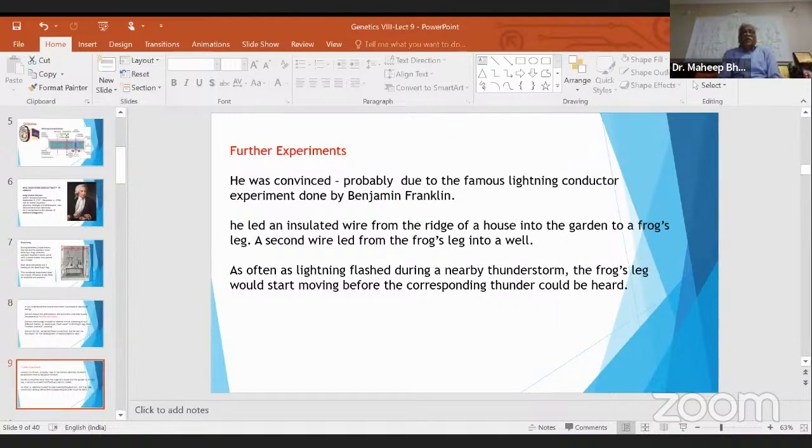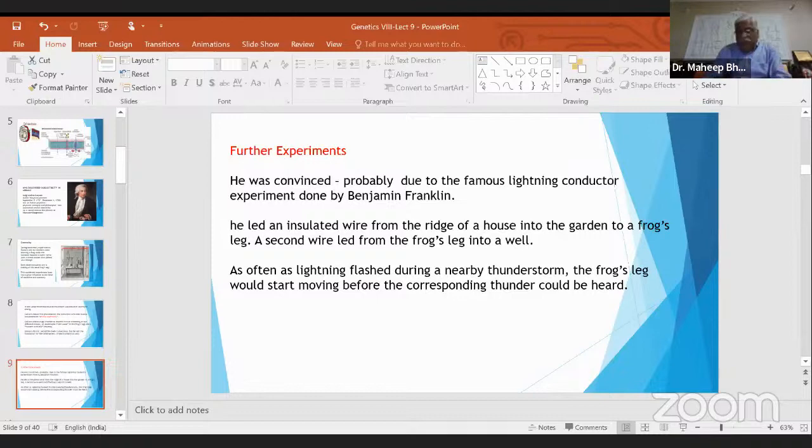There was another very famous experiment conducted by Benjamin Franklin. I'm just reading the exact words reported in that experiment. Benjamin Franklin used an insulated wire from the ridge of his house into a garden and connected it to a frog's leg. A second wire from the frog's legs was connected to a well, which consists of water. And what was surprising was that when the lightning flashed during the thunderstorm, the frog's leg started moving or showing some kind of movement. And that movement was before the thunder sound was heard.